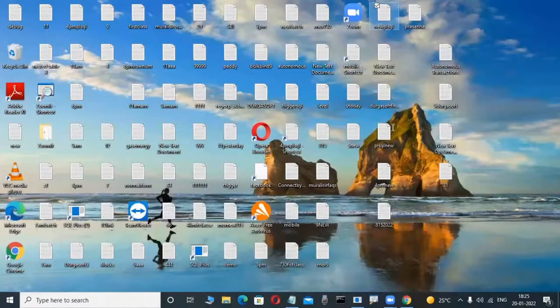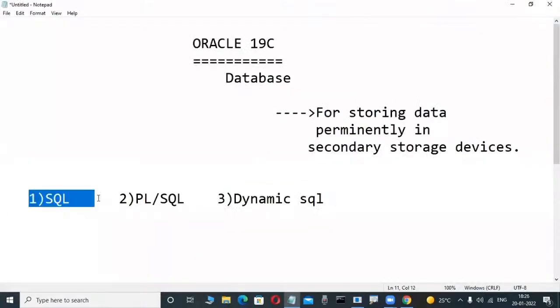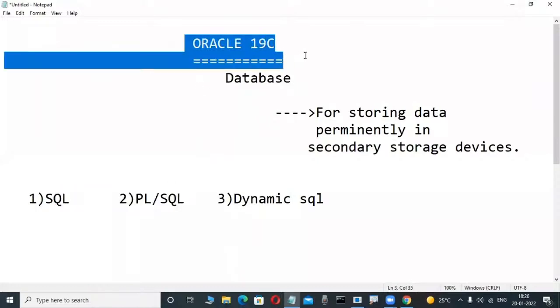Don't worry. That's why we learn the SQL language first. After that, once you have some knowledge, then you learn PL/SQL. Through these two languages, we operate this Oracle software. Now check it out.